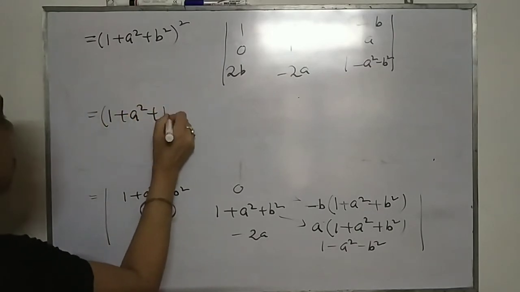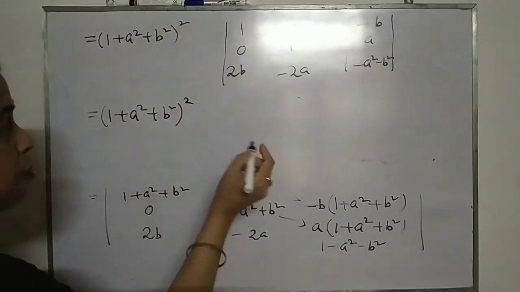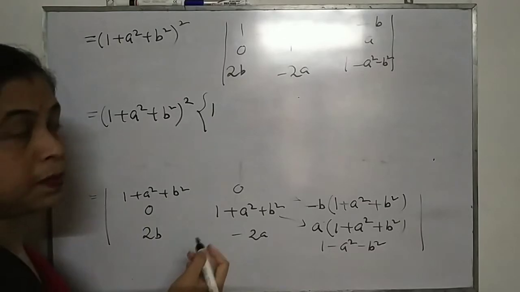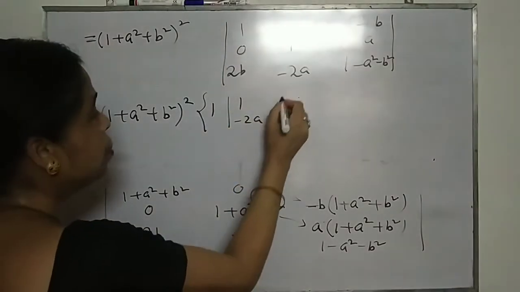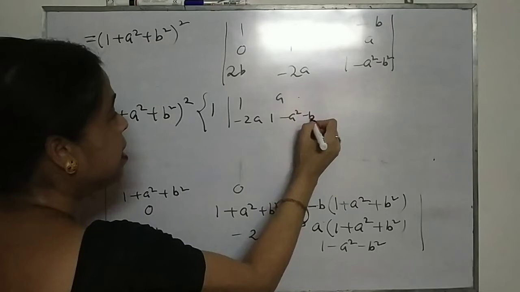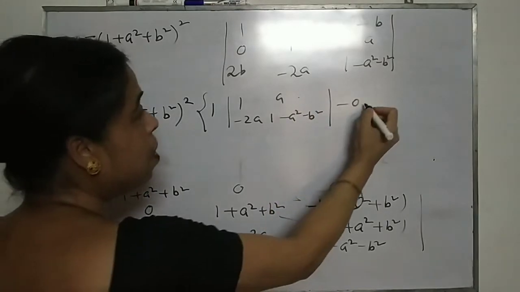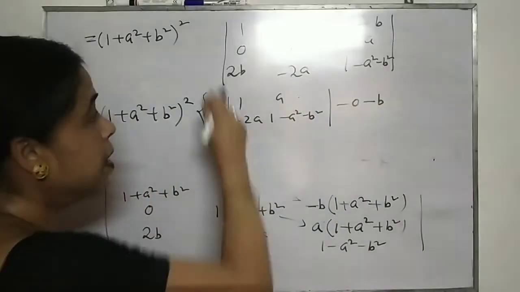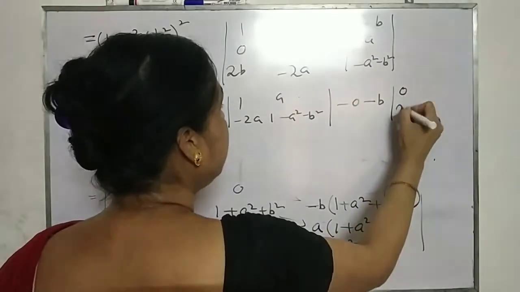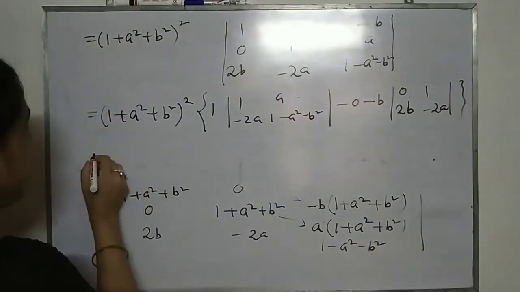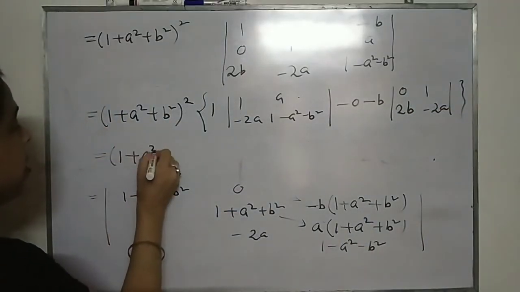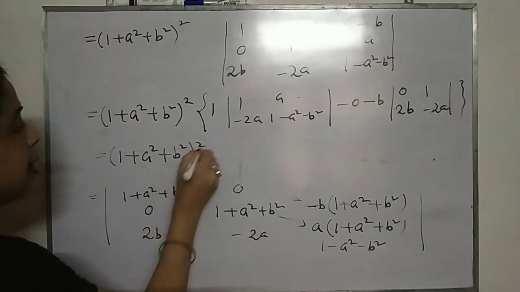1 plus a square plus b square whole square. Expanding, what will we have? This is 1. Deleting the row and the column, we'll have this determinant, that is 1 minus twice a, 1 minus a square minus b square. Second is 0, plus third is plus b. Deleting the row and the column, we'll have 0, 2b, 1 minus 2. This is done. And what we have here? A square plus b square plus this.